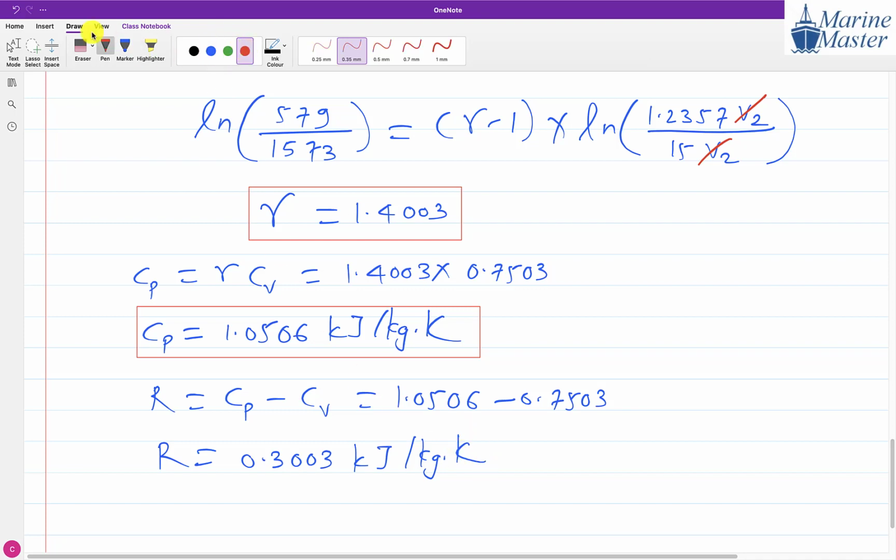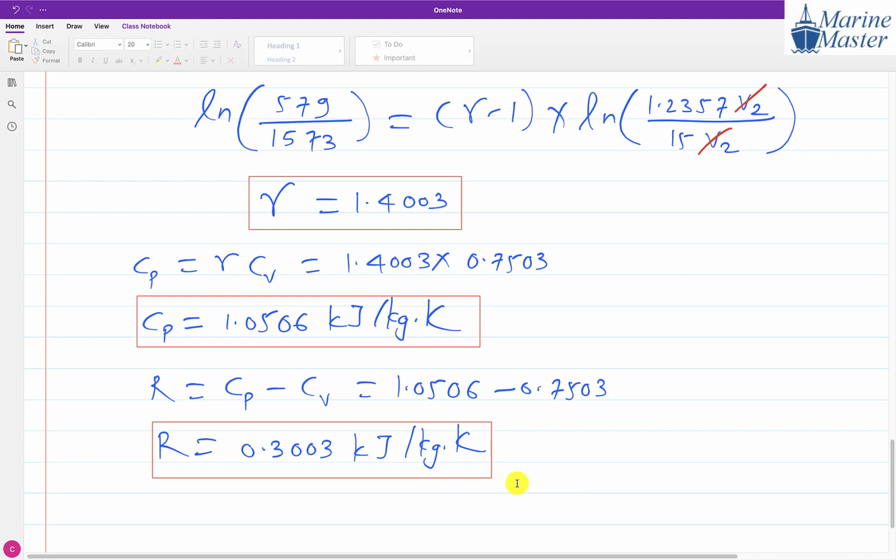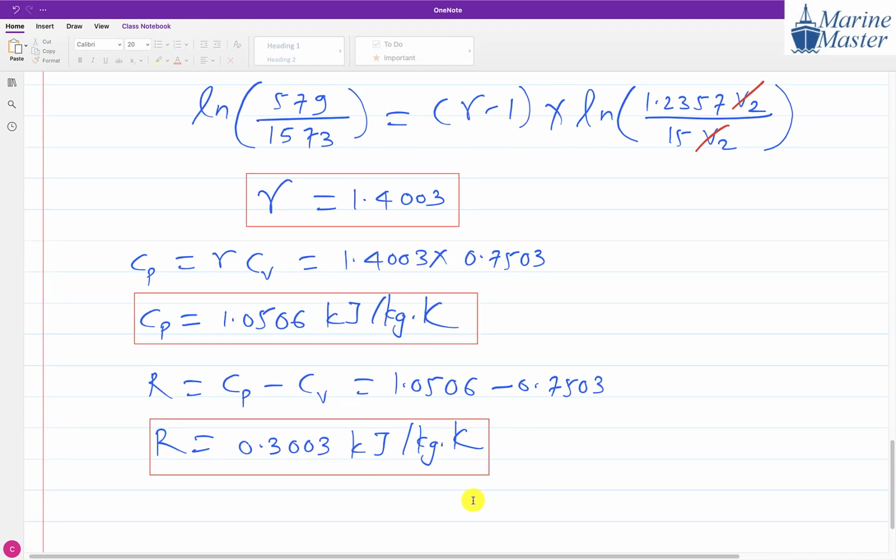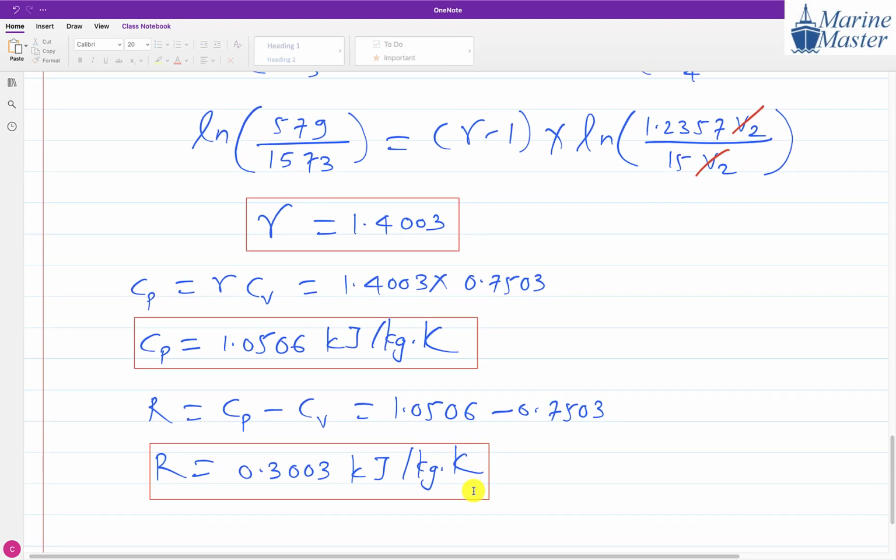Any doubt in this discussion? So check the value of R. What value of R are you getting? So please write down this discussion, Cp and R.